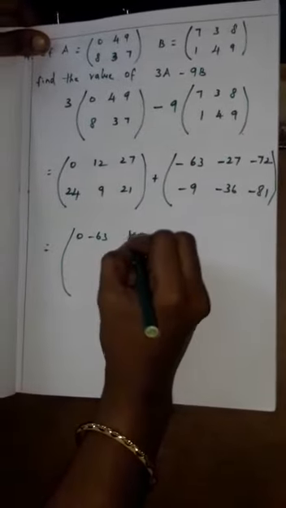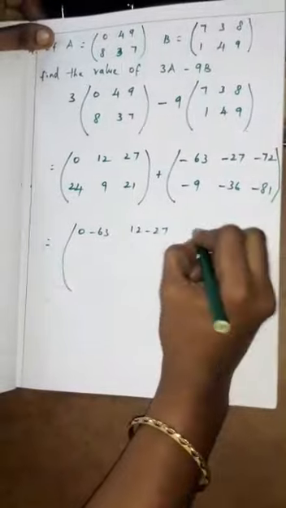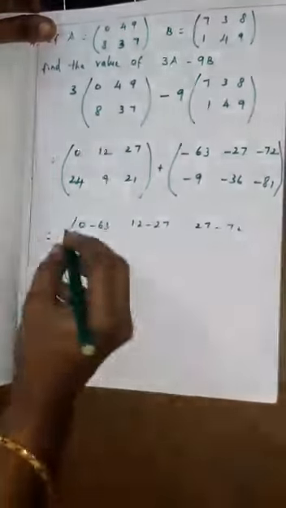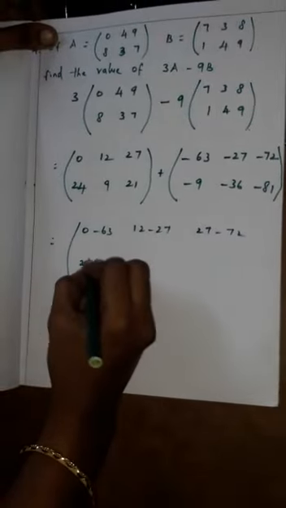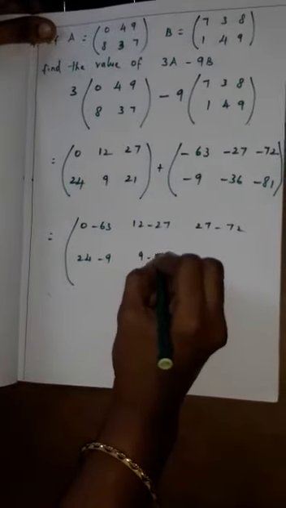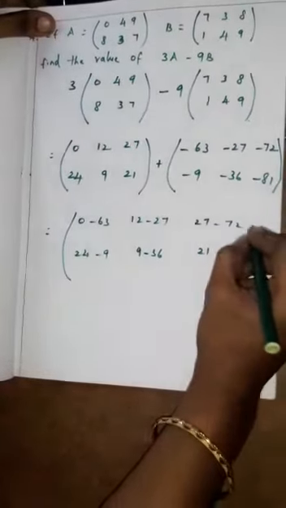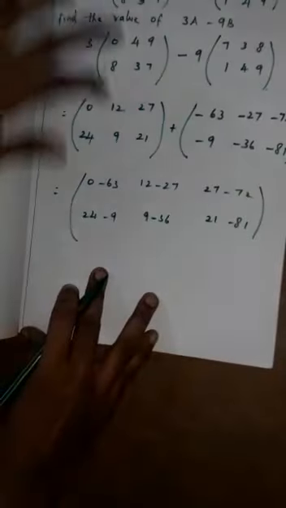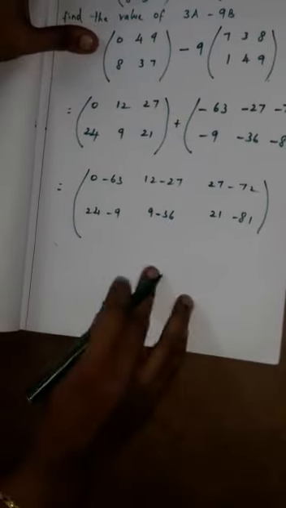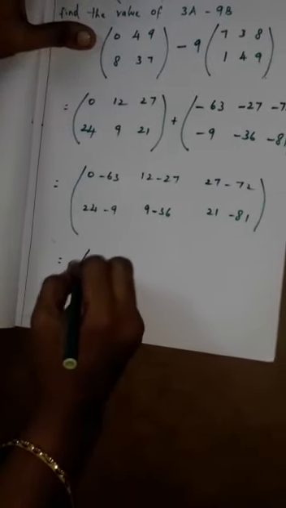First corresponding elements, 0 minus 63. Next one, 12 minus 27. Next, 27 minus 72. Second row first element, 24 minus 9. Second element, 9 minus 36. Next one is 21 minus 81. Suppose the same sign is given, then add the terms; if different signs are given, subtract the terms, and apply the sign of the bigger number.